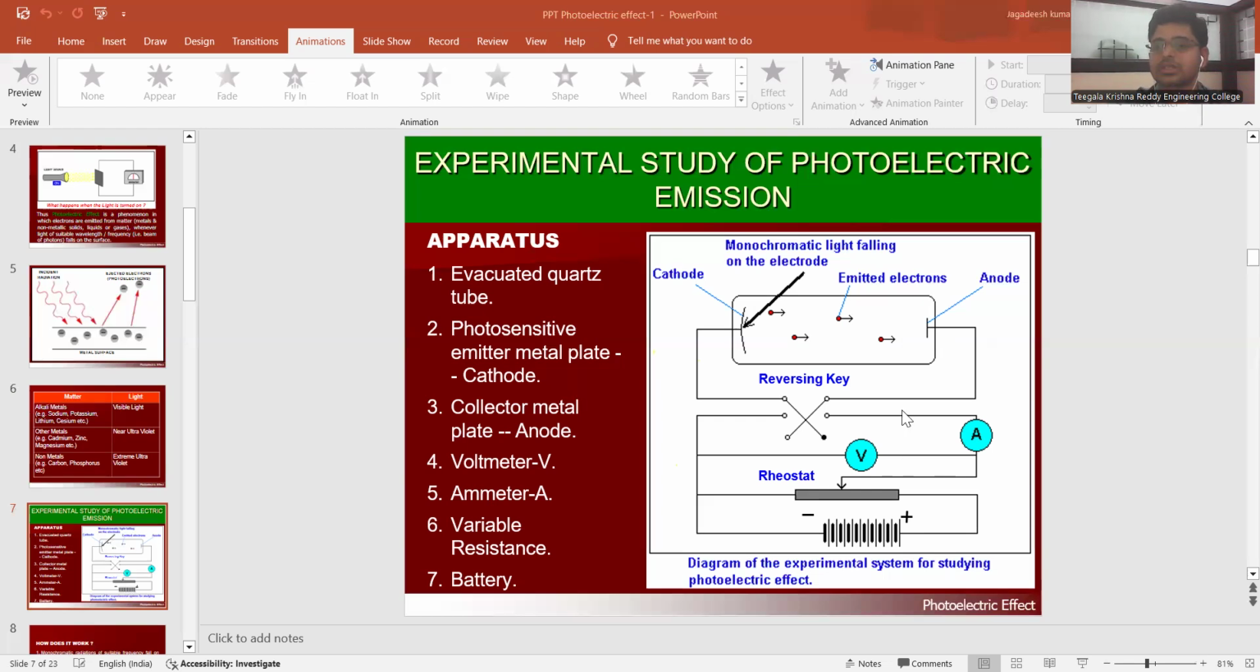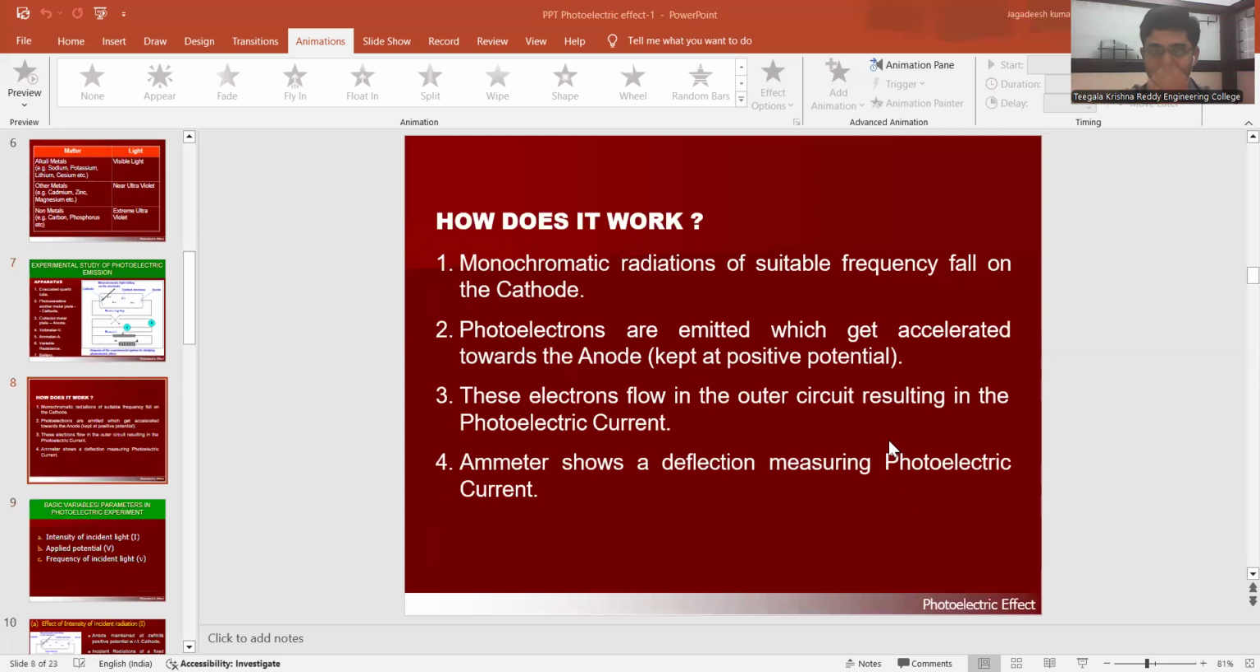We find out how much current is passing through the circuit depending on how many electrons are emitted from the metal and how many electrons pass through the circuit. That is the deflection in the ammeter, which shows how much current is passing through the circuit. Now, the working of the photoelectric effect.